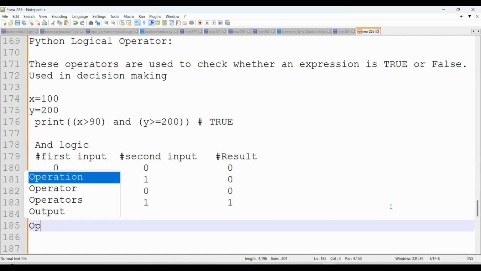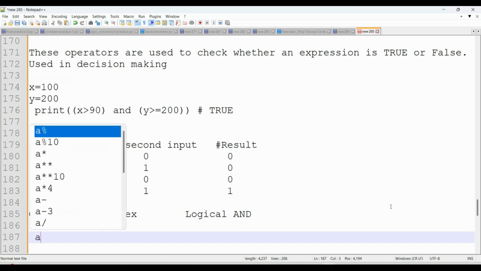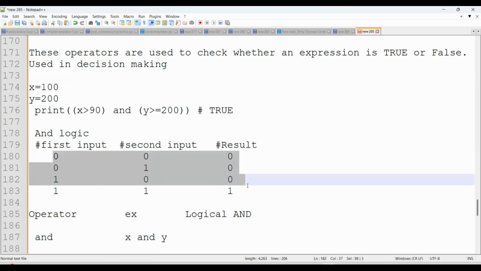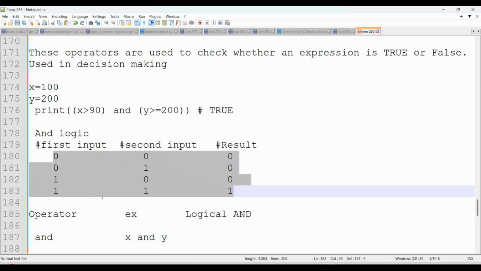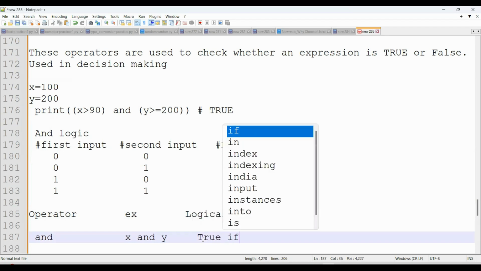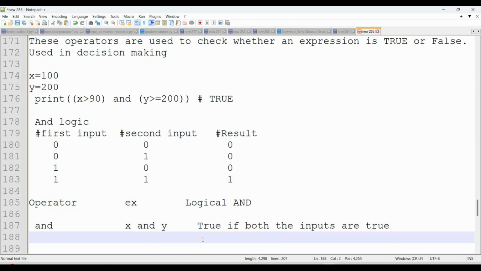Now if you see the operator example, logical and, x and y. If we observe this table, it is a table with four combinations. First input is true, second input is true, then only the result will be true. So what it means? True if both the inputs are true. That's how it works.